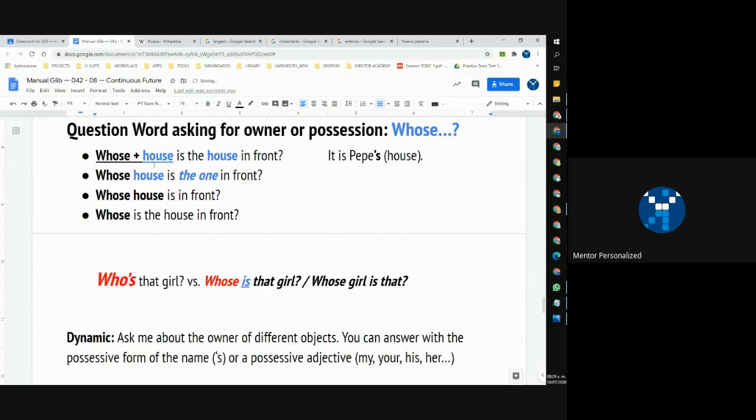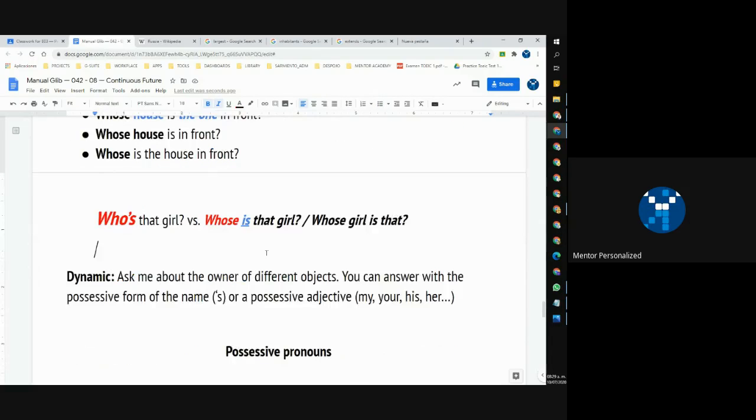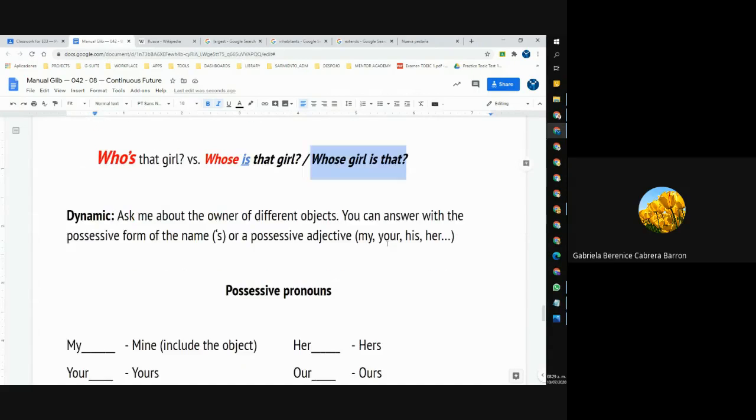La pregunta por el poseedor o el propietario. Whose, ¿de quién? Don't confuse whose with who is. For example, who's that girl? She's Samantha. Versus whose is that girl? ¿De quién es esa niña? She's my aunt's daughter. Or, whose girl is that? She's my madrina's daughter. Okay?